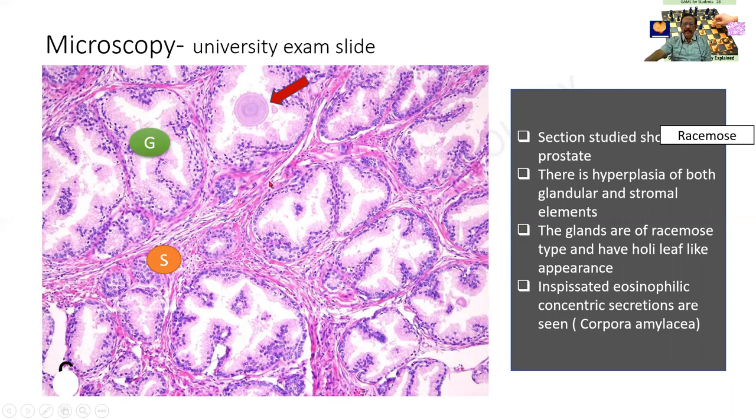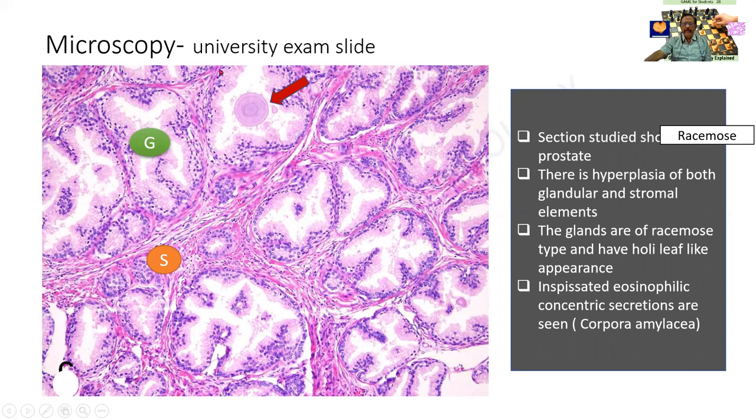Now there is a hyperplasia showing the glands which are racemose in outline. Racemose is the outline. This is a section of the prostate. I am finding the glandular elements over here, and these spindle shaped elements are the stromal elements. So there is a hyperplasia of the glands as well as the stroma.